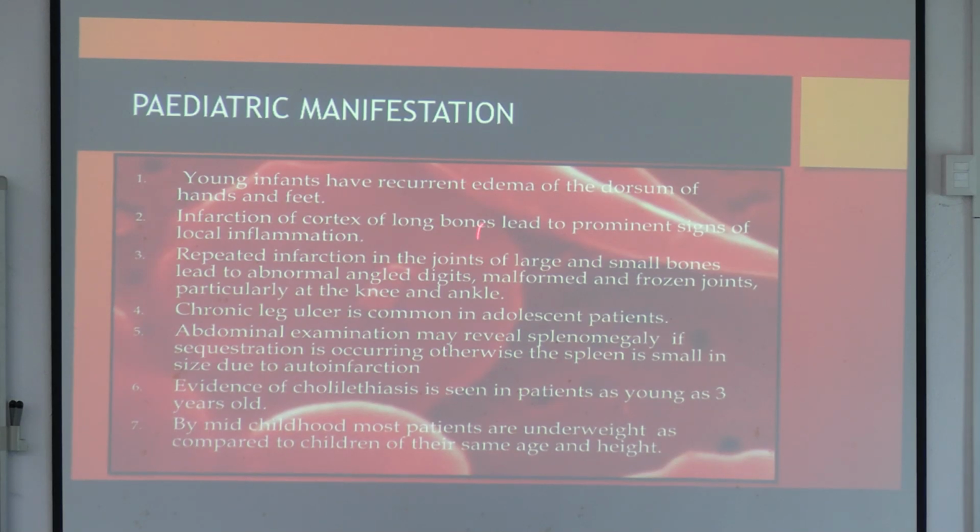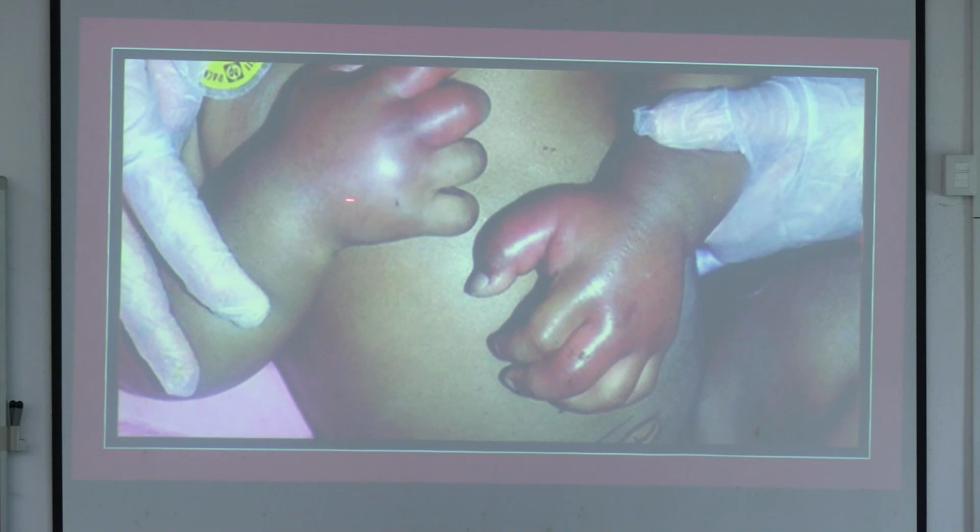পেডিয়াট্রিক ম্যানিফেস্টেশন কি বলেছি? রিকারেন্ট ইডিমা অর ডরসাম অফ হ্যান্ড অ্যান্ড ফুট, repeated infarction, chronic leg ulcer, abdominal examination, splenomegaly, cholecystiasis মানে gallstone, underweight patient হবে, retarded growth হবে। কেন retarded growth হবে? growth plate গুলো adequate blood supply পাচ্ছে না। hand foot syndrome, painful, extremely painful, ঠিক আছে। এই বাচ্চাটার বয়স কত বল? 6 মাসের বেশি না কম? বেশি। তাই হবে, কেননা 6 মাস অবধি হিমোগ্লোবিন এফ থাকে, তাই তো?